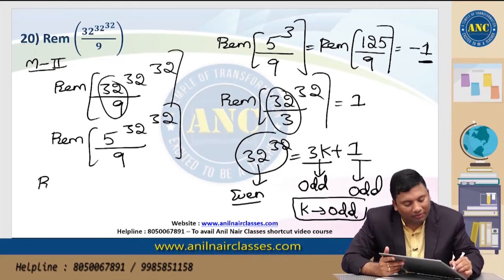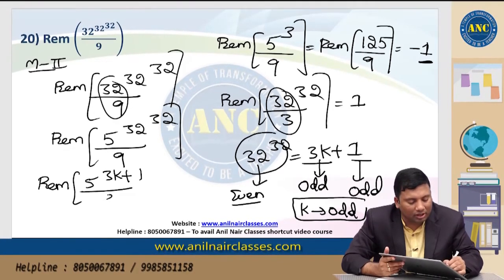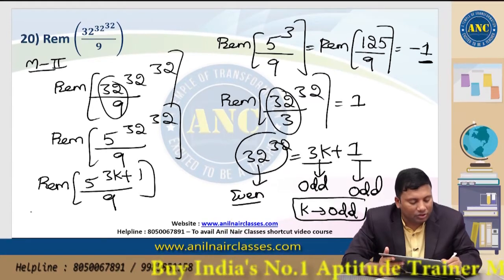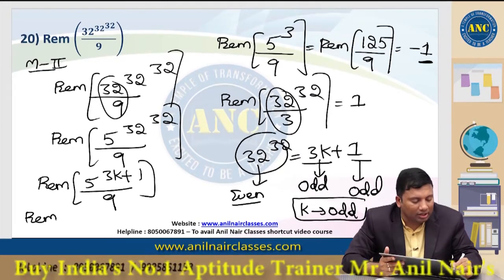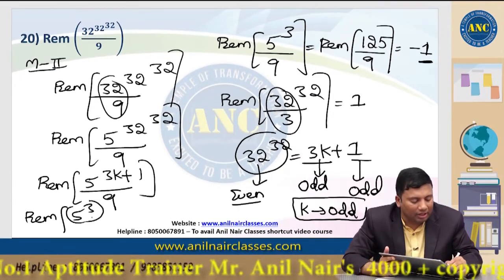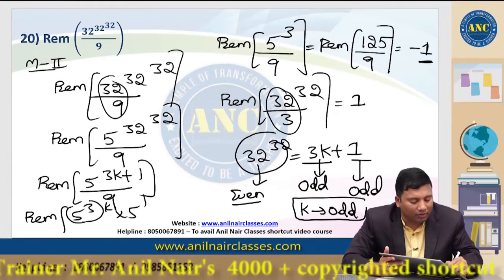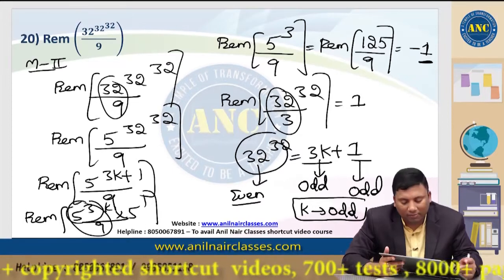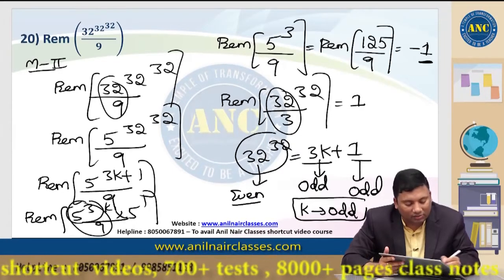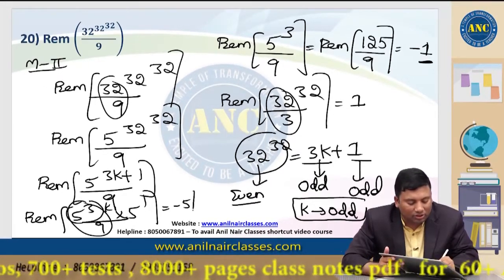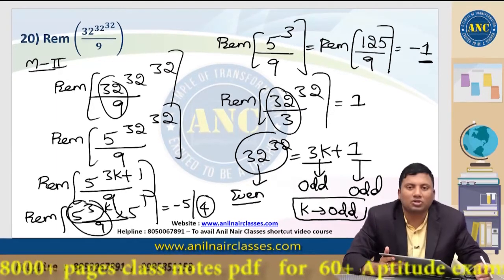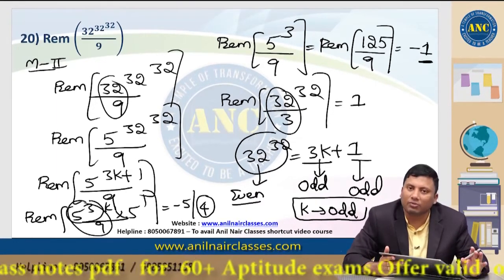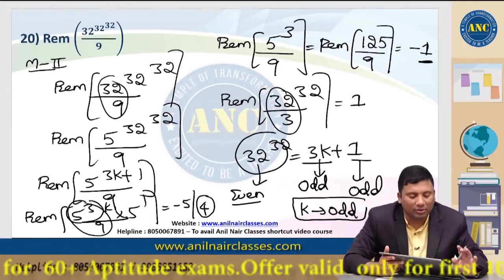So what did we get finally? 32 power 32 is 3k plus 1. So 5 power 3k plus 1 divided by 9 is nothing but 5 power 3 power k into 5 power 1 divided by 9. 125 by 9 gives minus 1. Minus 1 to an odd power is minus 1. So the result is minus 5, and the positive remainder is plus 4. I hope the idea is clear.